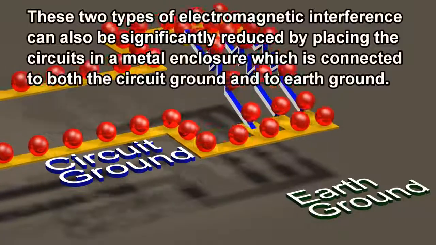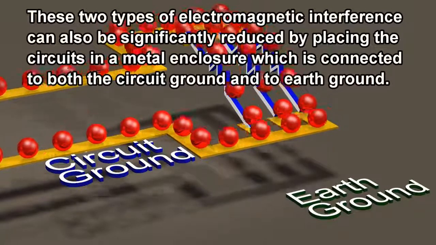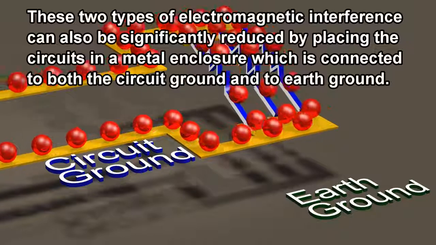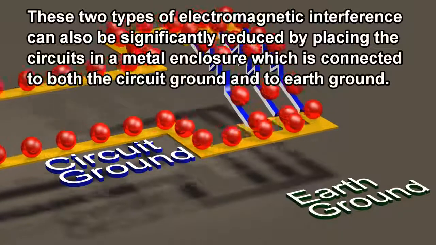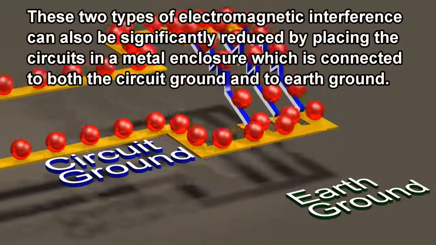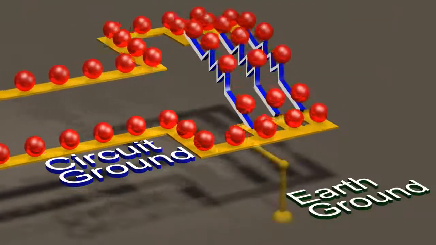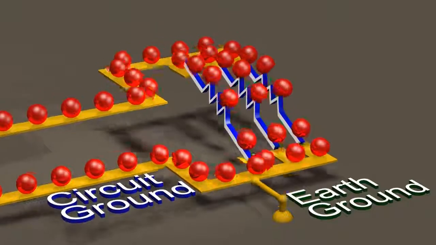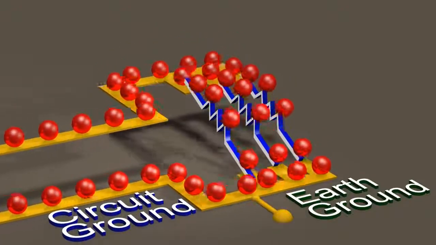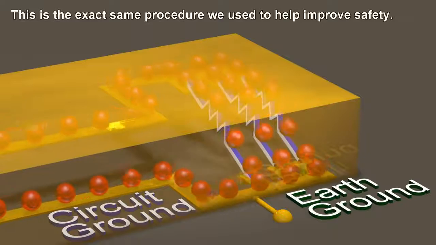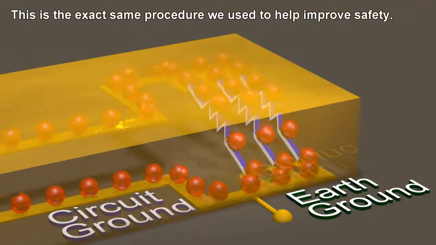These two types of electromagnetic interference can also be significantly reduced by placing the circuits in a metal enclosure which is connected to both the circuit ground and to earth ground. This is the exact same procedure we used to help improve safety.